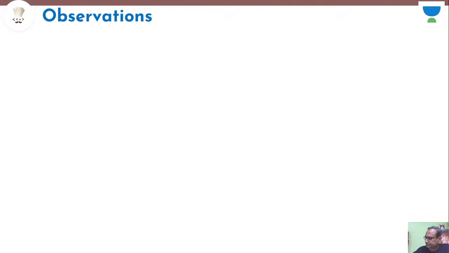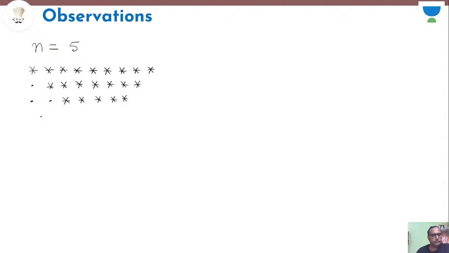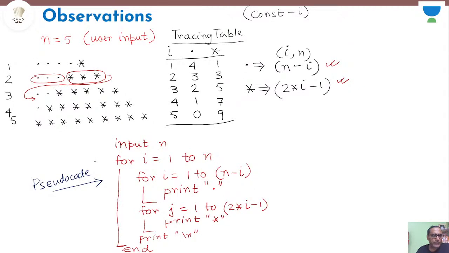Good. Now see, next problem. Can you do it for me? I'm giving you this problem. Say n is equal to 5. The pattern will be something like this. So now the pattern is just the reverse. See, in the previous case it was something like a pyramid, now it is this one.